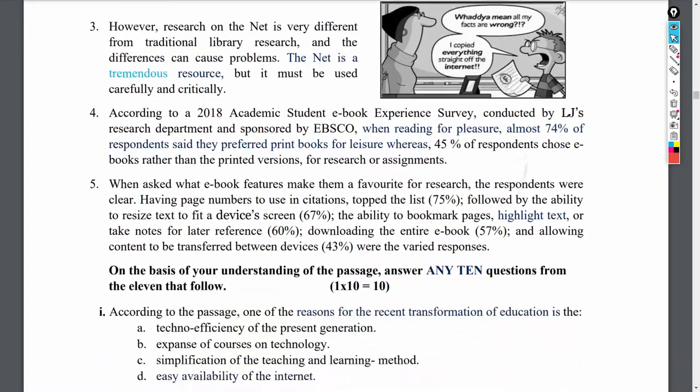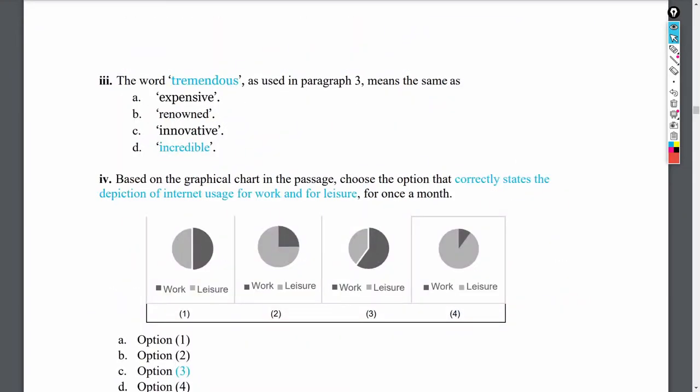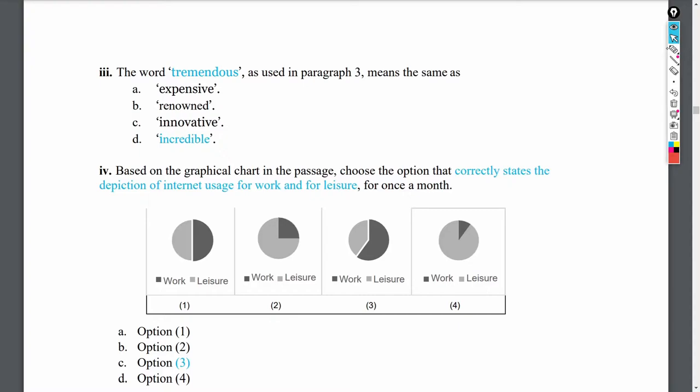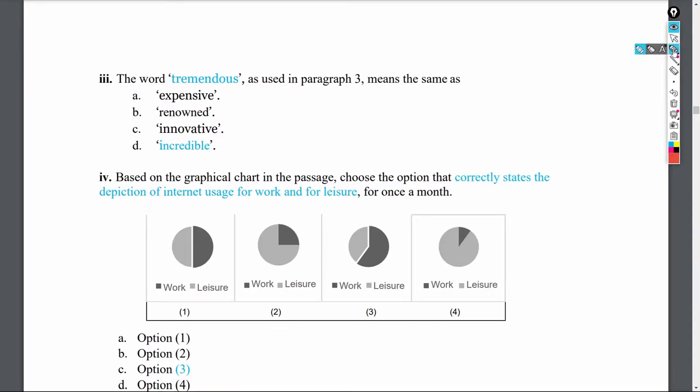Let us see the what tremendous resource we have got. What tremendous as used in paragraph 3 means the same as: expensive? No, not at all, it is not about expensive.